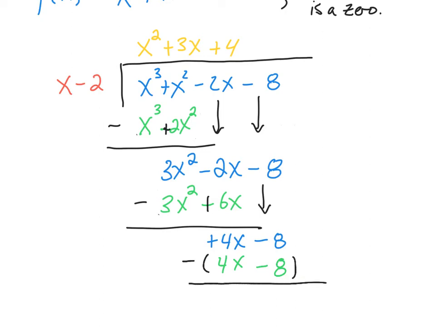What do I get? Well, I see 4x minus 8 minus 4x minus 8. So if I take something and subtract itself, I get 0. Okay, so what's great about this is since I have a 0 at the bottom, this tells me that my remainder is 0. So if I know that I had a factor, x minus 2, this is what I should see at the end. I should have a remainder of 0.